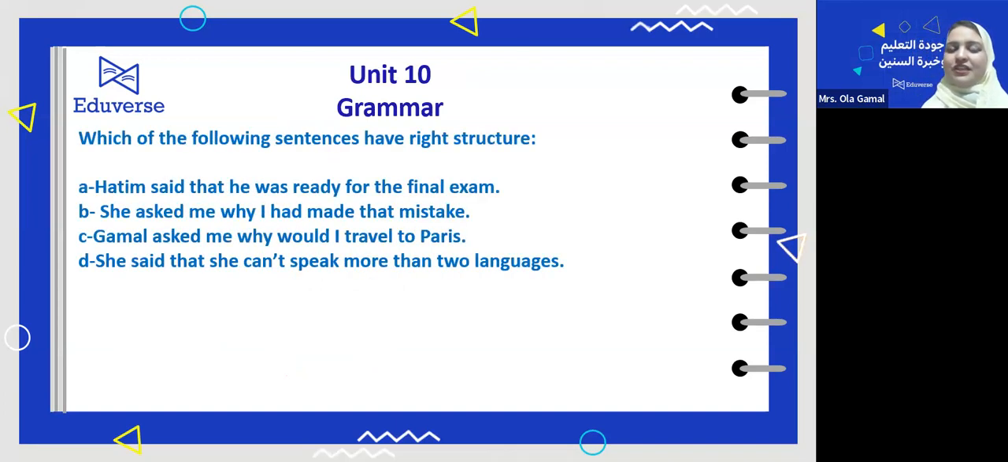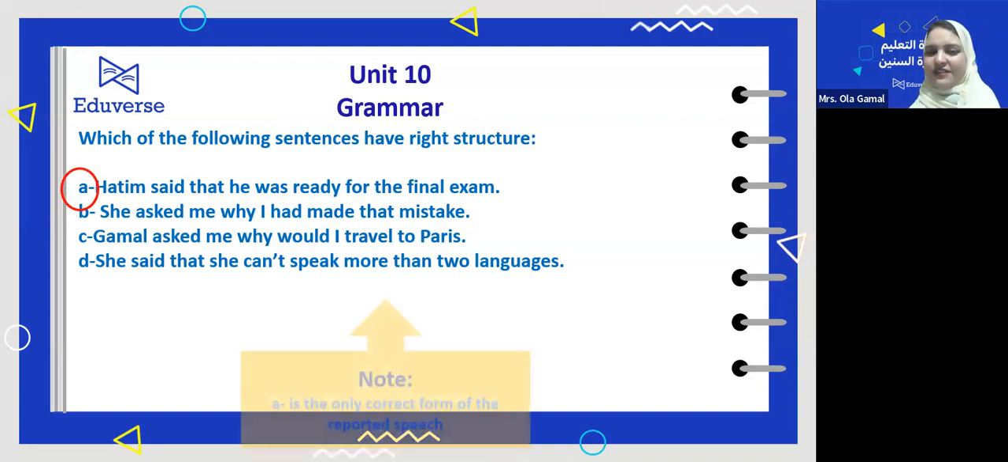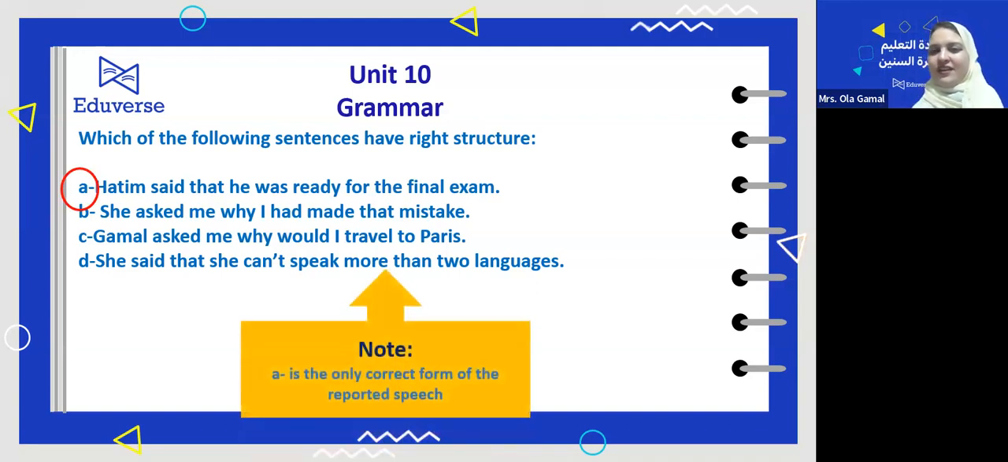Move on to another question here and answer this carefully. Which of the following sentences has the right structure? Adam said that he was ready for the final exam, or she asked me why I had made that mistake. Gamal asked me why would I travel to Paris. She said that she can't speak more than two languages. So which one? More than amazing. The first one. Adam said that he was ready for the final exam. This is the correct form of the reported speech.